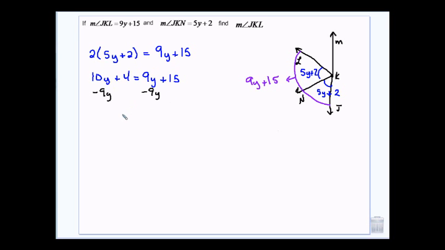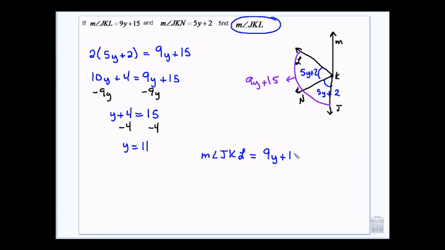So I get y plus 4 equals 15, which gives me y equals 11. But I want to find JKL. And JKL is 9y plus 15. So 9 times 11 plus 15. So 99 plus 15. So 114 degrees.